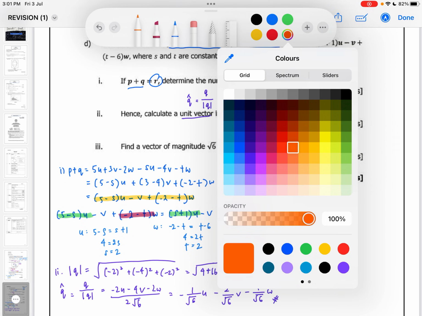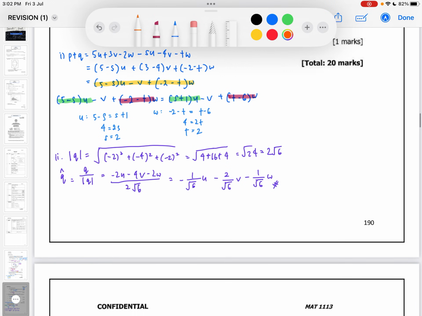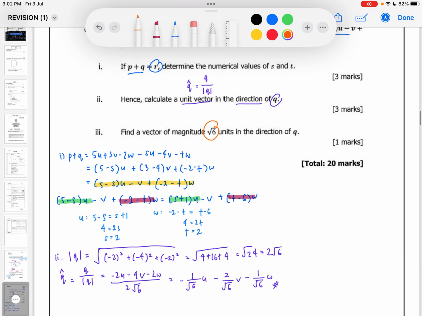Okay, so now for the third question, find a vector of magnitude 6 units in the direction of Q. So basically, when they say whatever units in the direction of a vector, you just need to multiply the unit vector with the set units. So in this case, I'll write this here. The magnitude is 6 multiplied by the unit vector of Q.